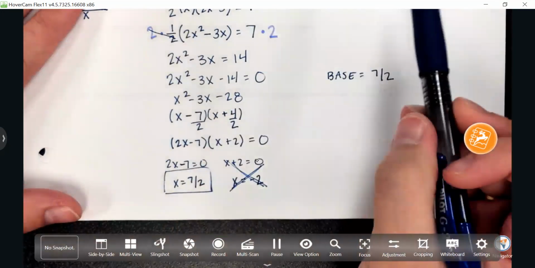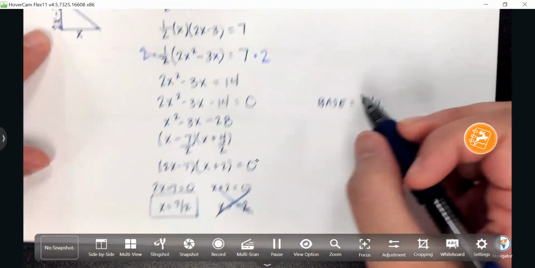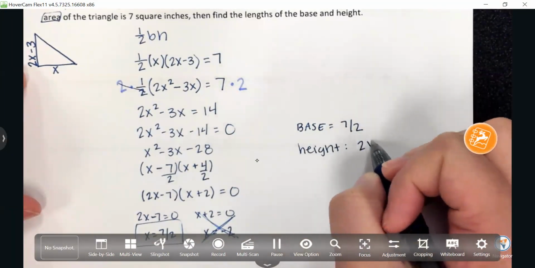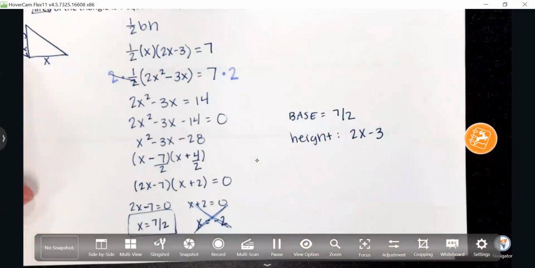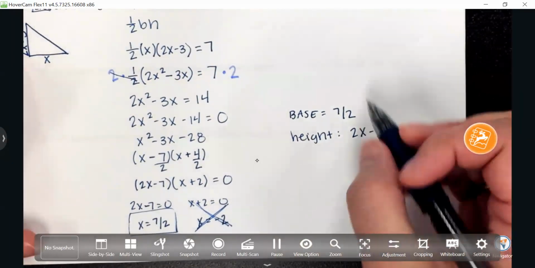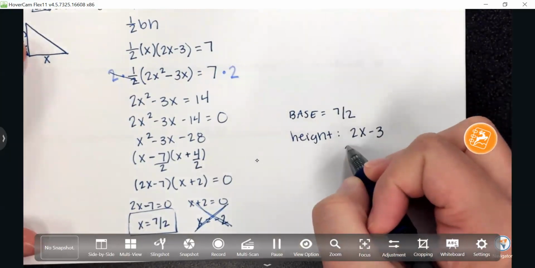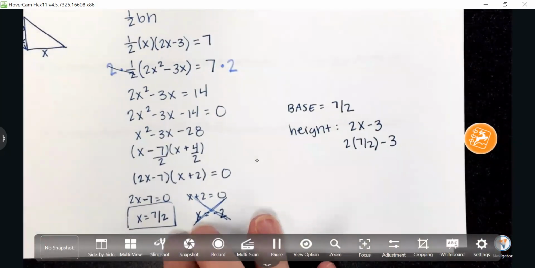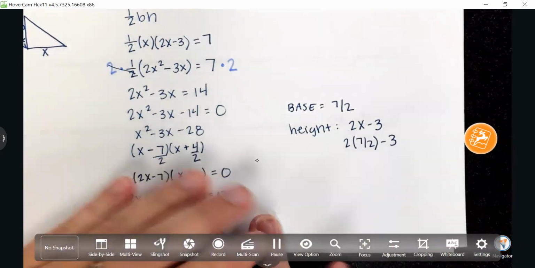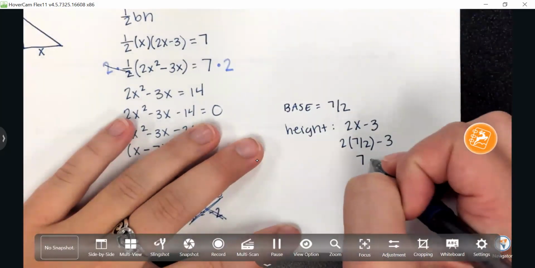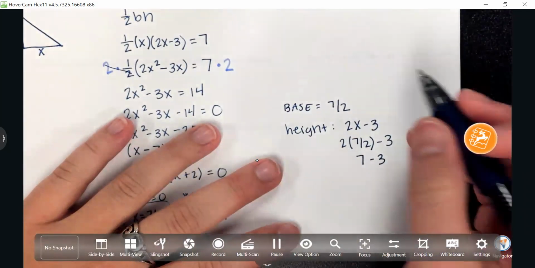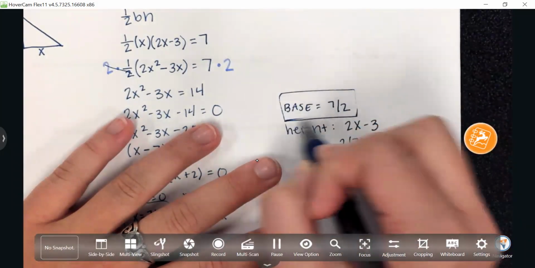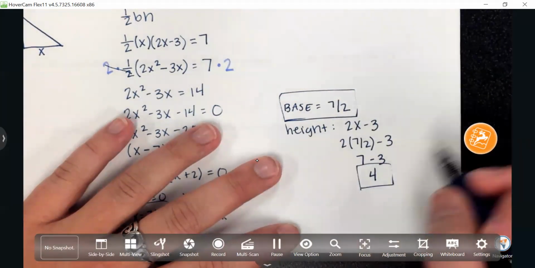It also tells me to find the height. My height was 2x minus 3. But instead of x, what can I put in there? 7/2. So 2 times 7/2 minus 3. 2 times 7 is 14. Divided by 2 is just 7 minus 3. So what does my height equal? 4. So my base is 7/2 and my height is 4.